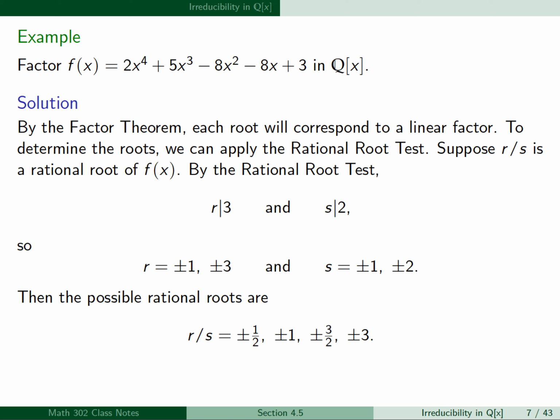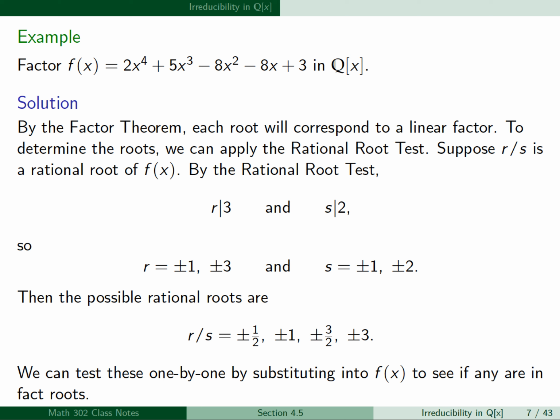And then the possible rational roots r over s will be plus or minus 1/2, plus or minus 1, plus or minus 3/2, plus or minus 3. So we can take either plus or minus 1, plus or minus 3, the values for r, over plus or minus 1 or plus or minus 2, the values for s. So we have 8 possible rational roots. And we can test these one by one by substituting into the formula for f of x to see if any are in fact roots.